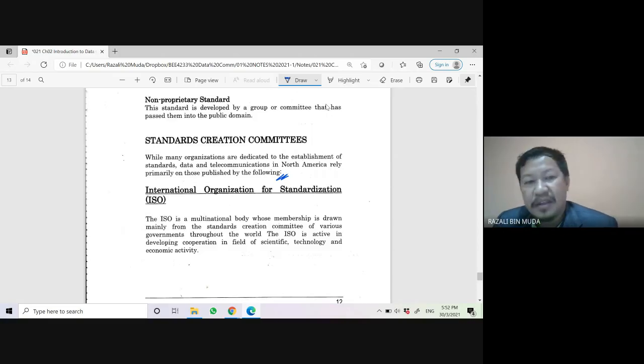Ni macam SIRIM lah dia punya body untuk buat standard.